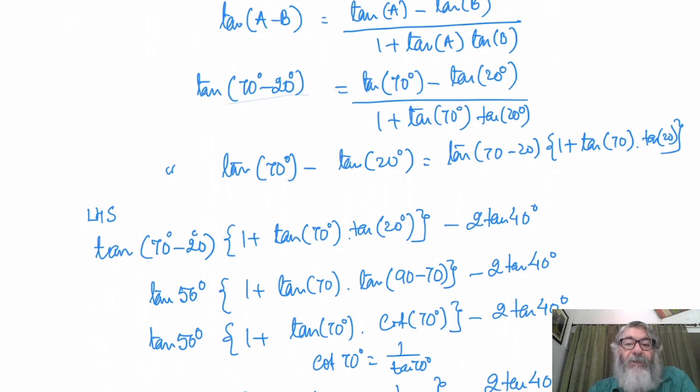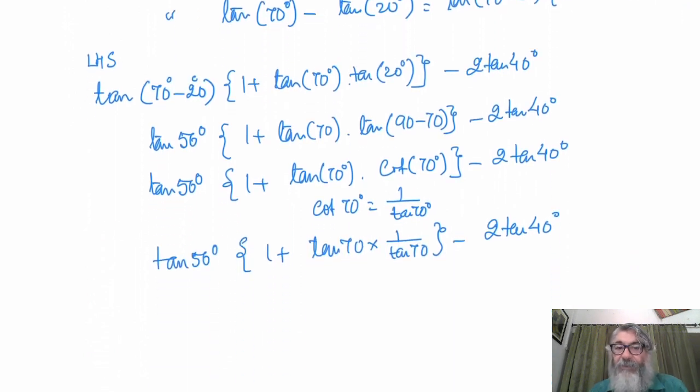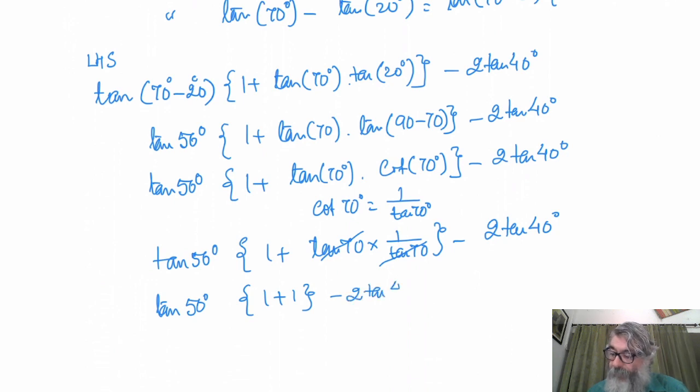Cos 20 I have written as cos(90 minus 70), which will become sin 70, and sin 70 upon cos 70 is tan 70, so they will cancel with each other. Like here, this will cancel with this, so you will obtain tan 50 degree and 1 plus 1 minus 2 tan 40 degree. Now again 2 will become common and you will get tan 50 degree minus tan 40 degree.